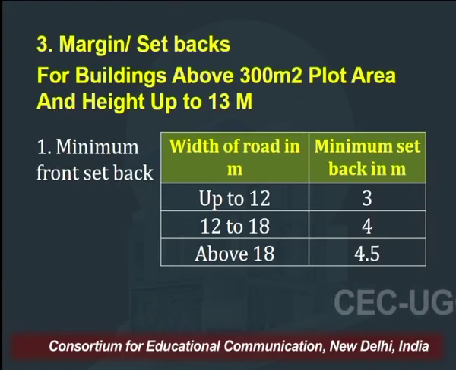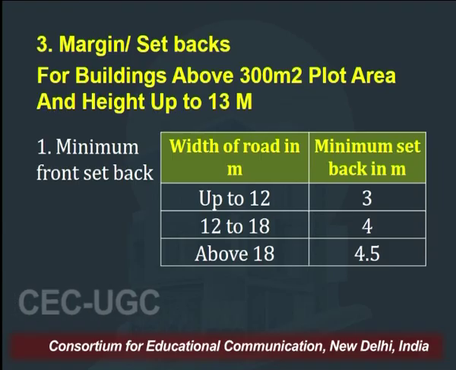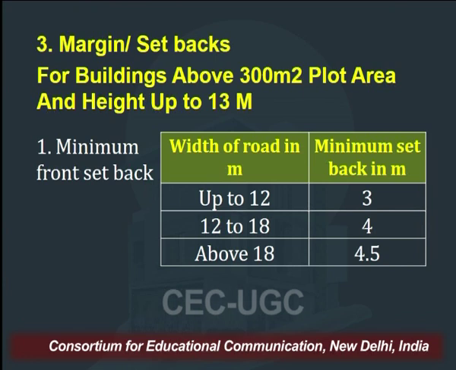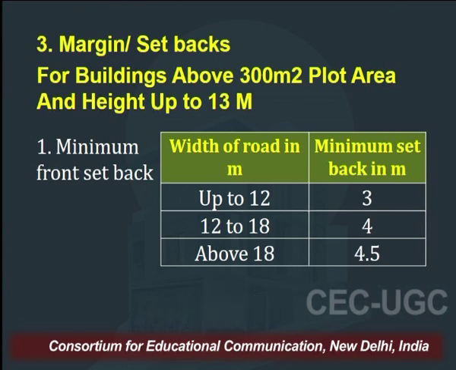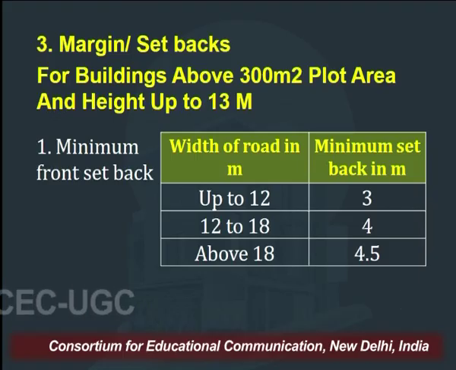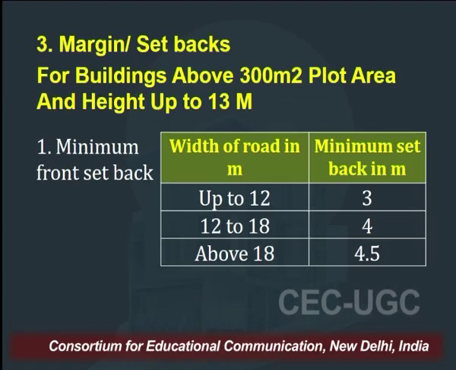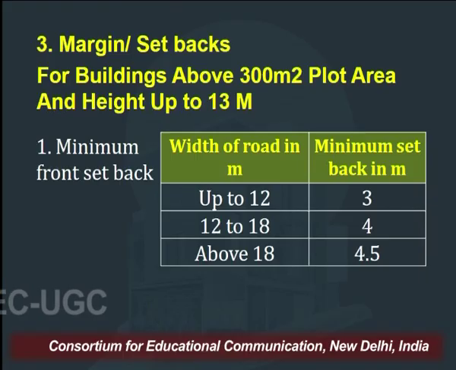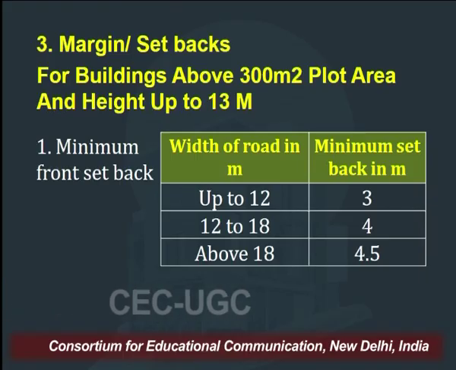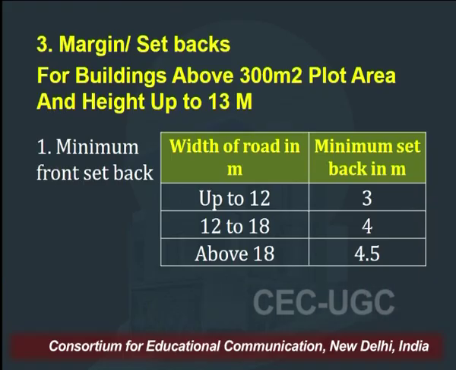For buildings which have above 300 square meter of plot area and height up to 13 meter, the minimum front setback would depend upon the width of the road. So, if the road width is up to 12 meters, then the minimum setback would be 3 meters. If the road is between 12 to 18 meters, the minimum setback would be 4 meters, and if it is above 18 meters, the minimum front setback would be 4.5 meters. So, these are the values which again are given in the building bylaws and have to be mandatorily followed.